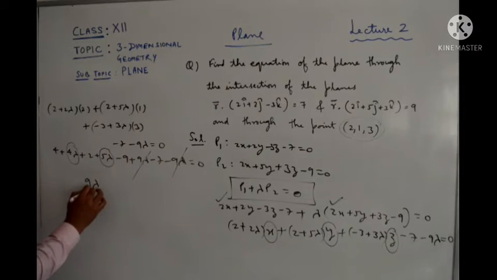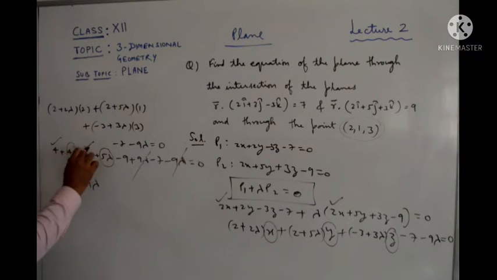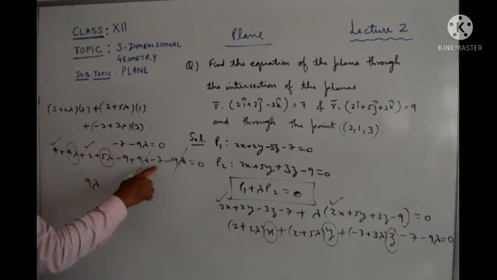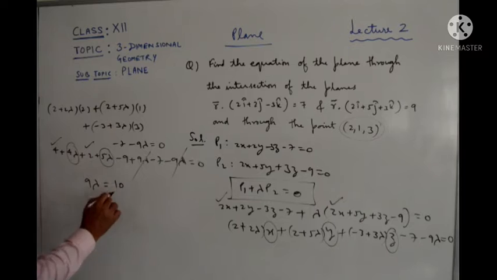from here we have 9 lambda, and in numbers we have 4 + 16 - 9, that is 3. 6 - 9, that is minus 3, minus 3 minus 10, and here we have 10. So the value of lambda is 10 by 9.